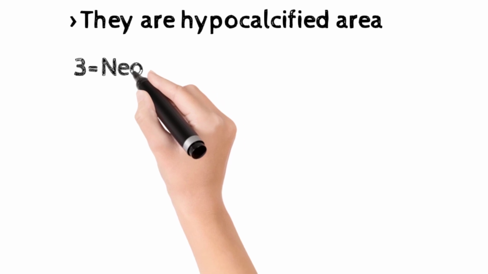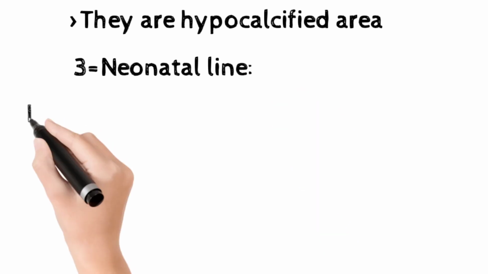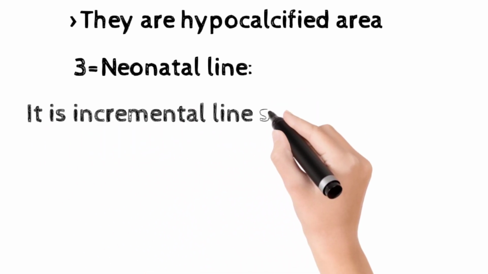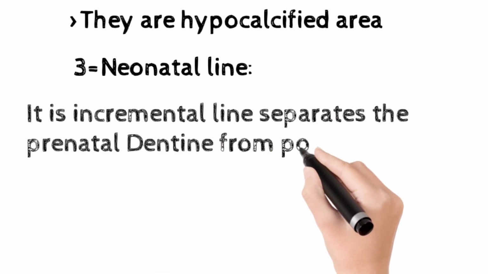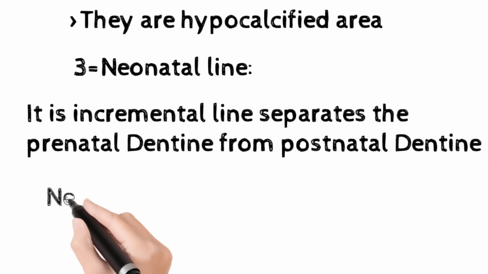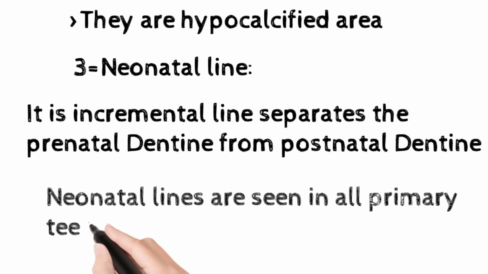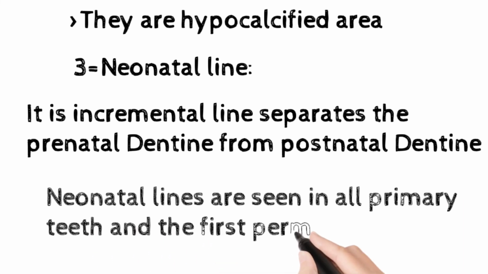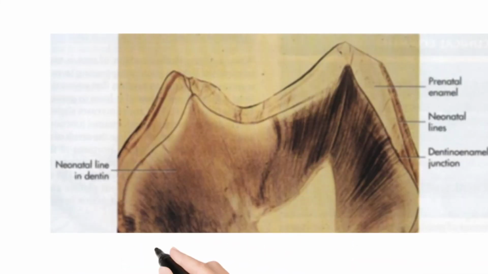Now, next is the neonatal line. The neonatal line is that incremental line which separates the prenatal dentine, being before birth, from the postnatal dentine. Now, neonatal lines are seen in all primary teeth and the first permanent molars. Now, look at this diagram. This is the neonatal line which separates the prenatal dentine from postnatal dentine.